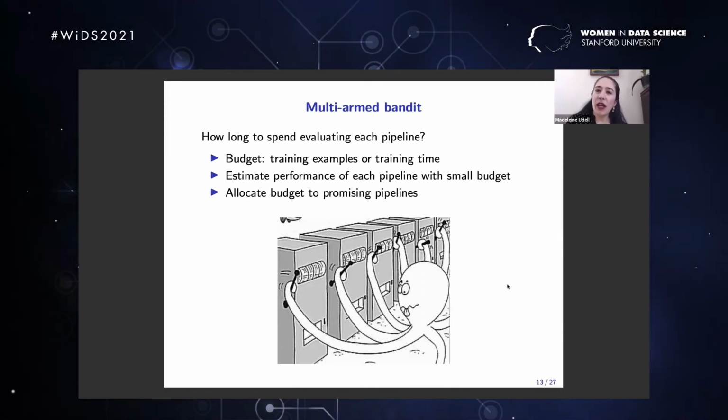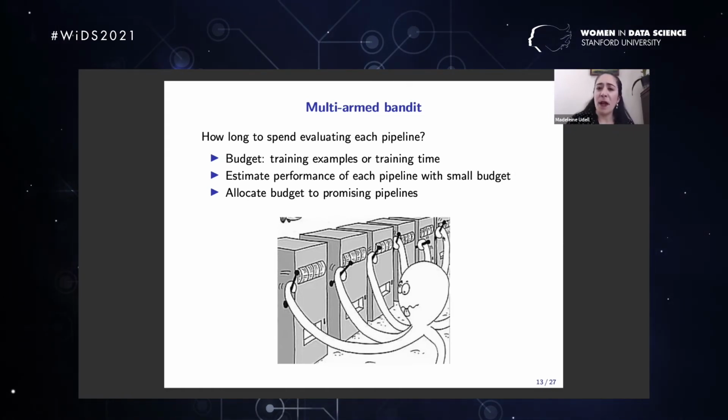Maybe I'll budget training examples that I allocate to each of these machine learning models, or the training time that I allow them to train, okay? I'm going to estimate the performance of each pipeline with a small budget, right? So you can imagine I'm going to pull the lever on each slot machine once to start with, okay? And then I'll see which one looks the most promising, right?